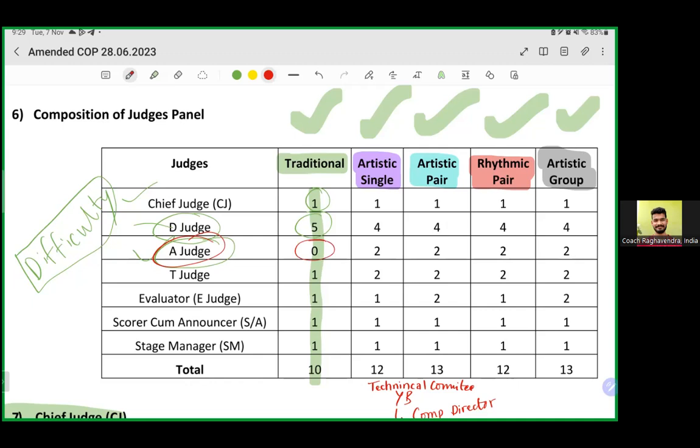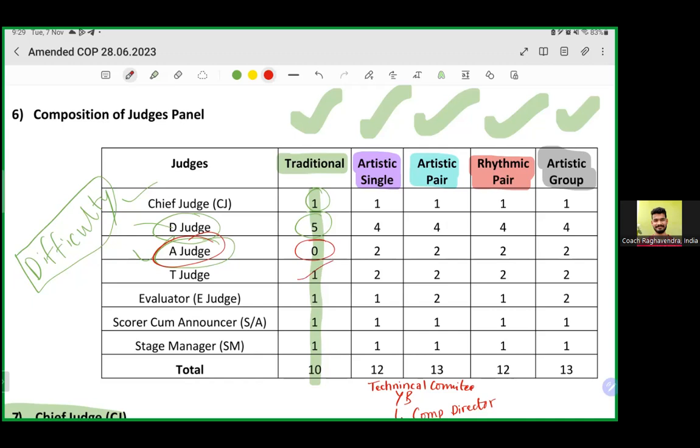Time judge. The time judge particularly keeps the time of the performance. When it comes to the traditional event, the time judge will be calculating the holding time. Okay, evaluator.